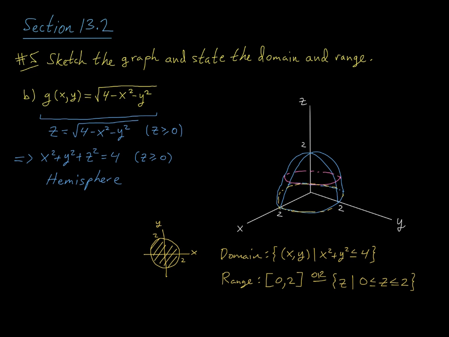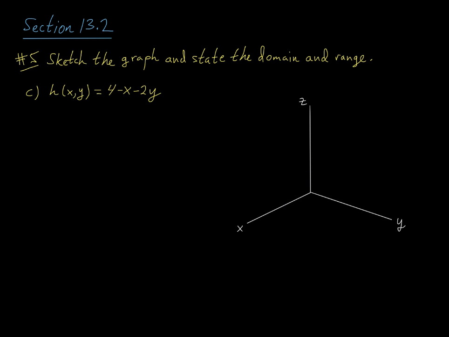So now let's go ahead and look at the last one here. This is the function h of xy is 4 minus x minus 2y. Now here, this is a linear function. A linear function of 2 variables. And so for that, we know it's going to describe a plane in 3-dimensional space.